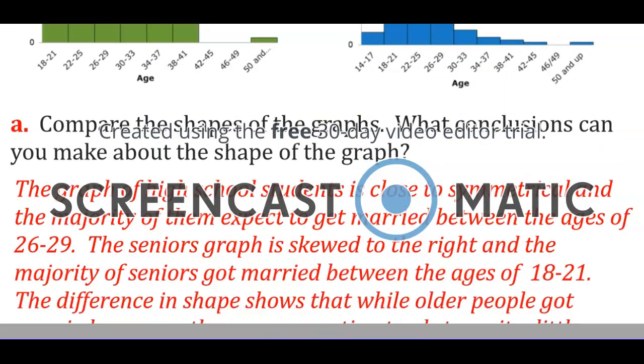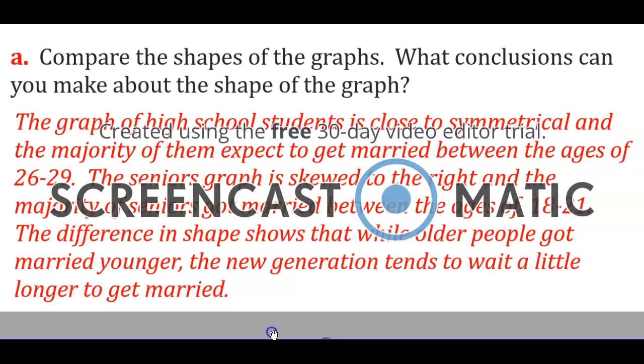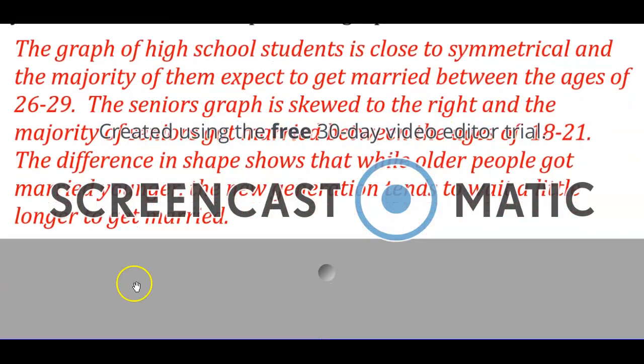So here's a nice little summary of answers to that question. Again, the graph of the high school students is close to symmetrical, with the majority of them expecting to get married between 26 and 29. The seniors graph is more skewed to the right, and the majority of the seniors got married between 18 to 21. There's a difference in the shape: while older people got married younger, the new generation takes a little bit longer to get married.